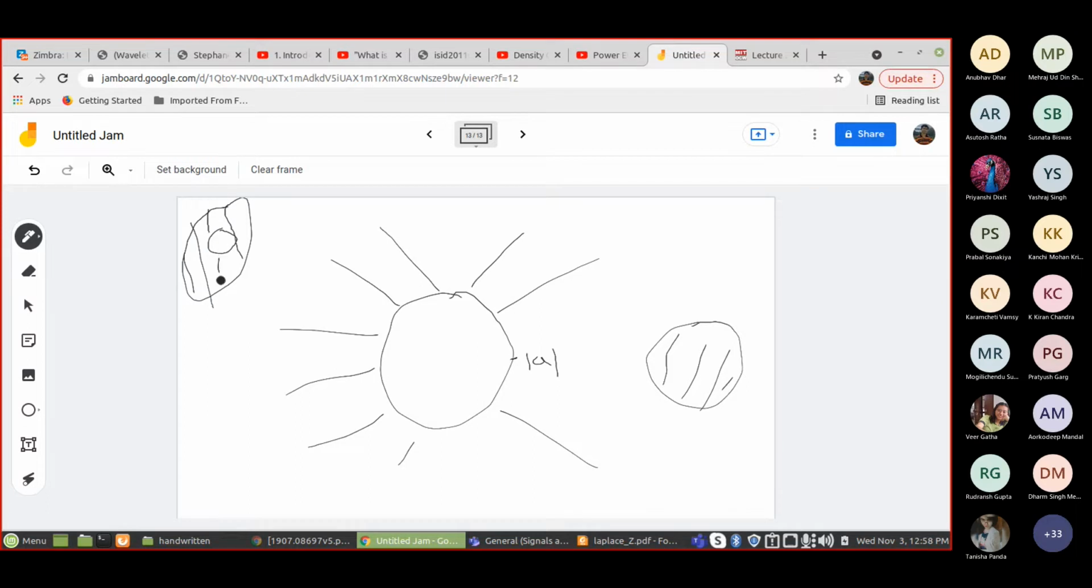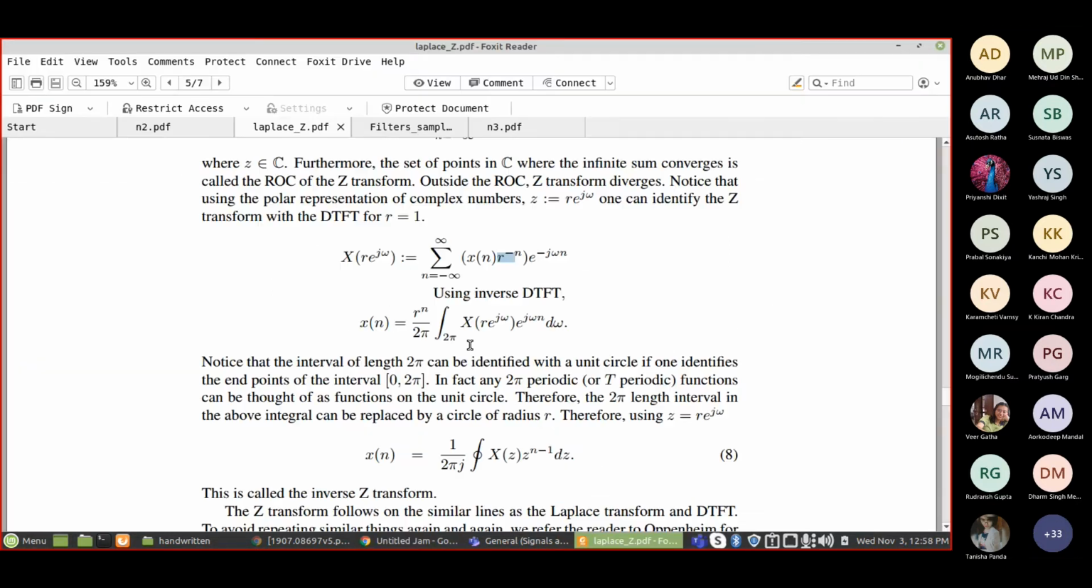So again, there will be 5 types of ROCs. All 5 are here: the entire complex plane, empty, outside the circular disk, inside the circular disk, or in between the two disks. Okay, and all other properties, so stability, etc., these also you can translate.